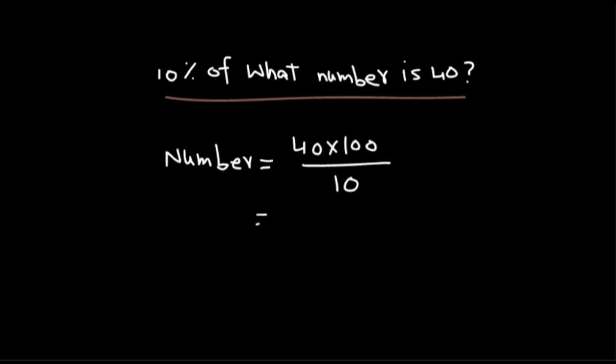So 40 multiplied by 100 is 4000 divided by 10. So we cancel 0 by 0. Then our answer is 400.